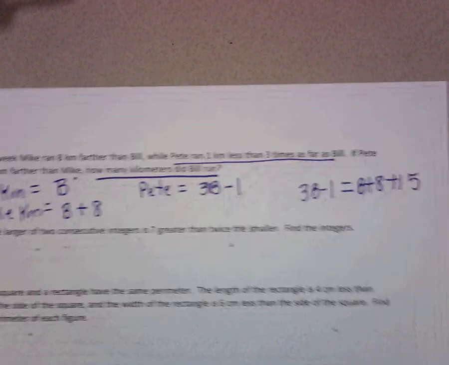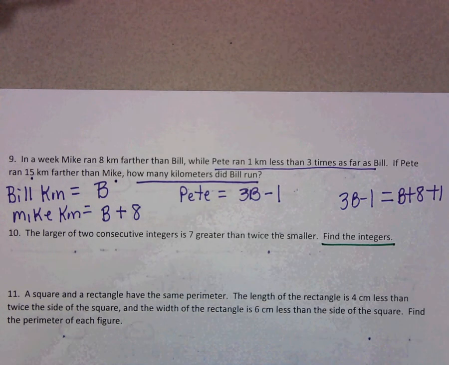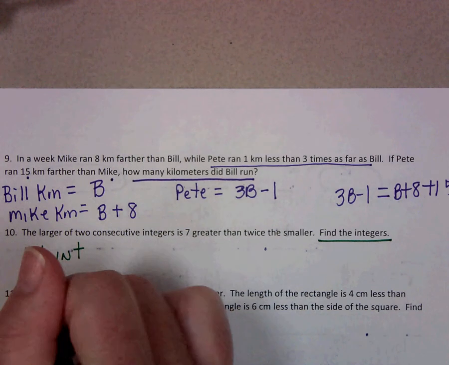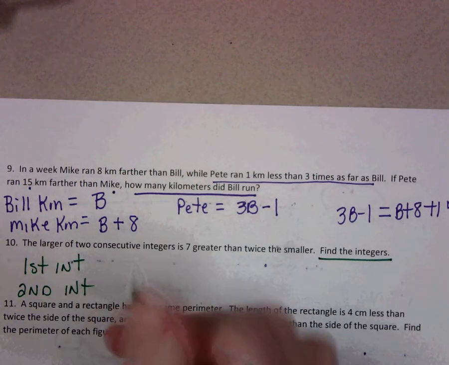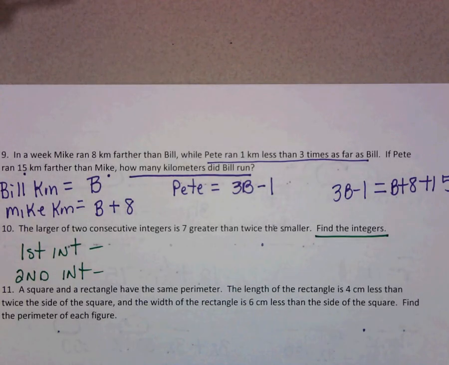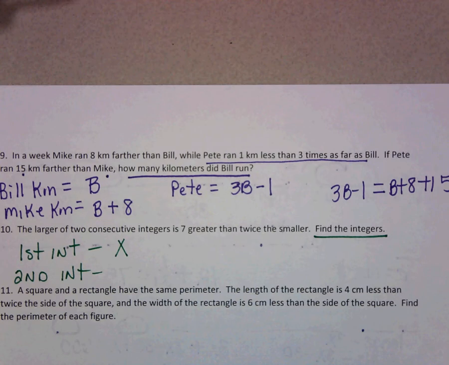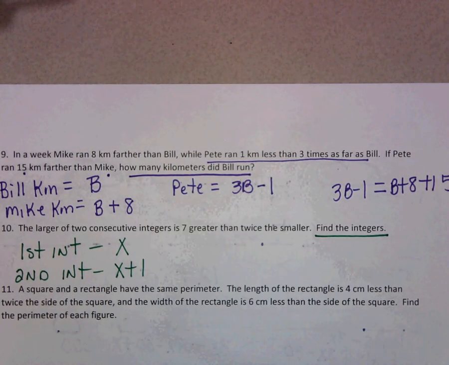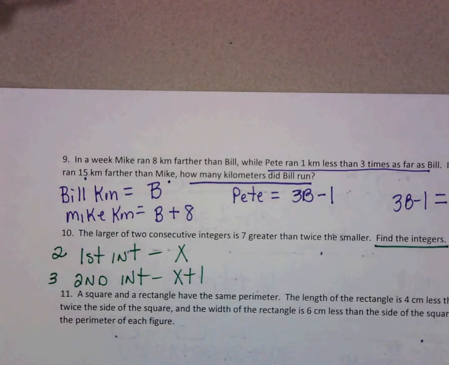Okay, the next one, number 10, the larger of 2 integers. It says find the integers. So we have 2 integers, the first integer and the second integer. Now this is consecutive integers, not consecutive odd or consecutive even. So the first integer might be x, and if we're just going right to the next integer, it would be x plus 1. It's just like saying we're going from 2 to 3. They don't have to be odd or even.